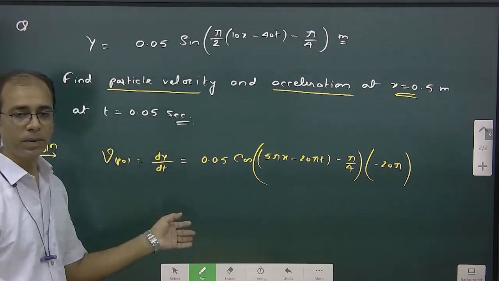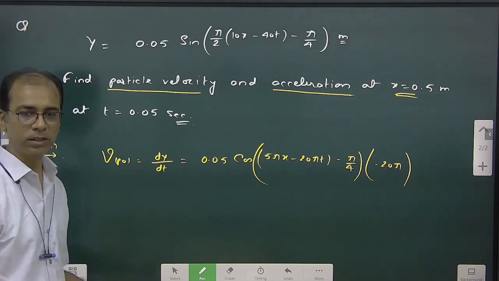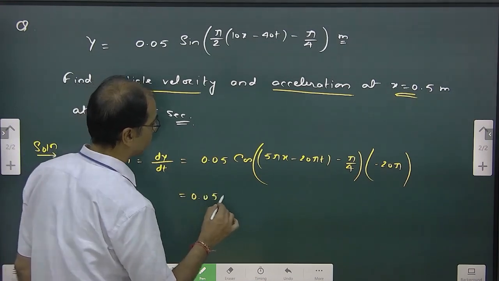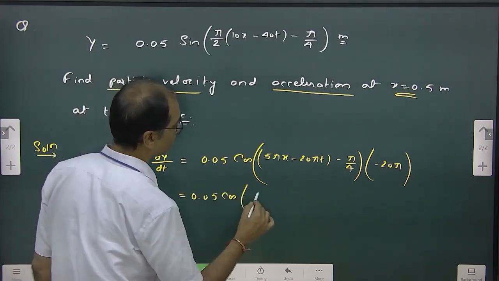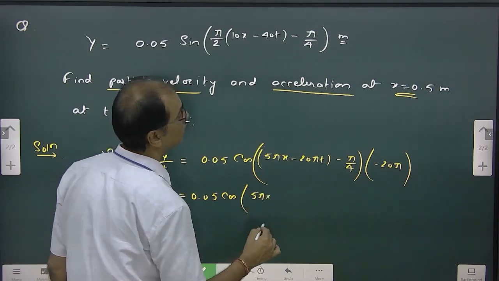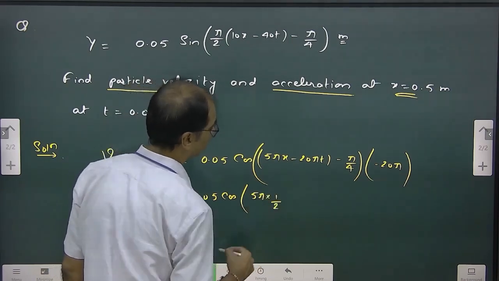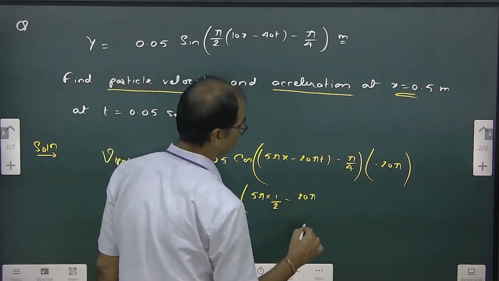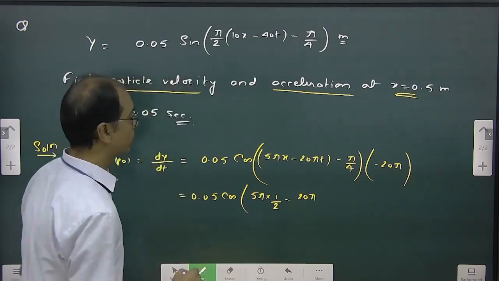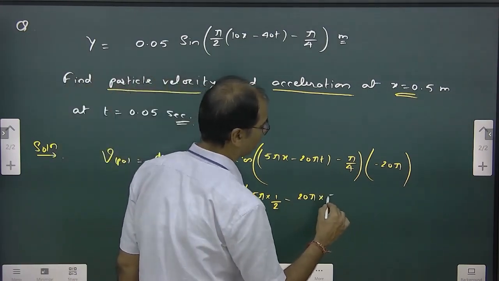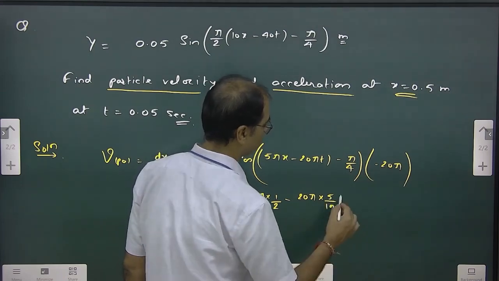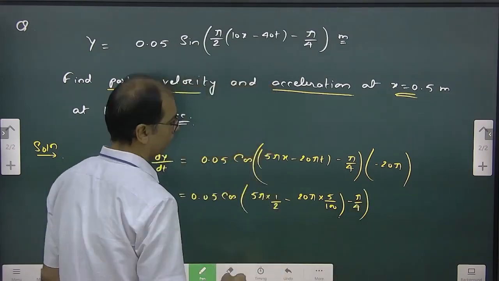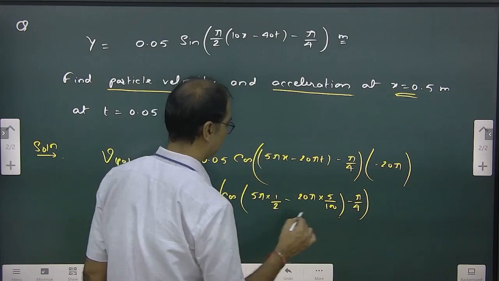Now what to do? Put the x value and t value in that. Whatever is coming, that's the velocity. So let's do 0.05 cos of 5 pi into the x value, which is 0.5. 0.5 means 1 by 2. Minus 20 pi into time. Time is 0.05, which means 1 by 20. Then minus pi by 4.